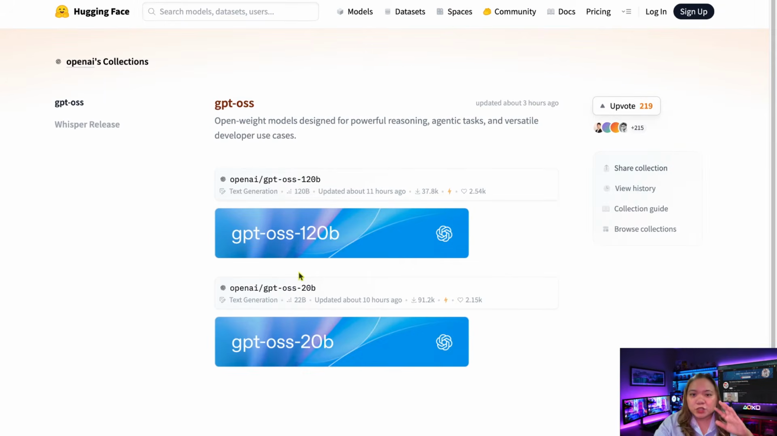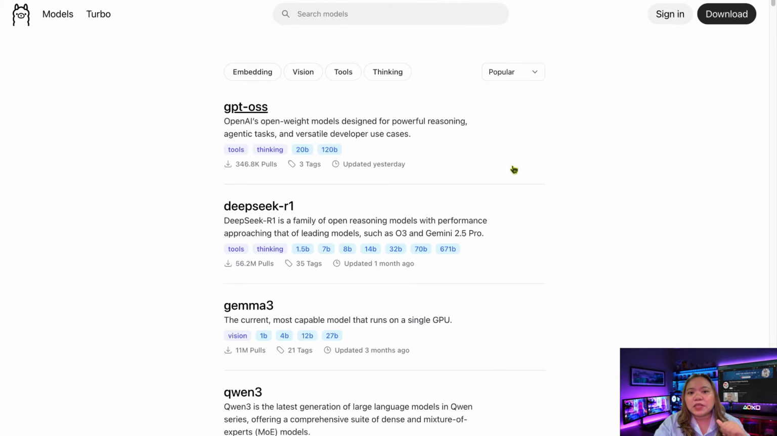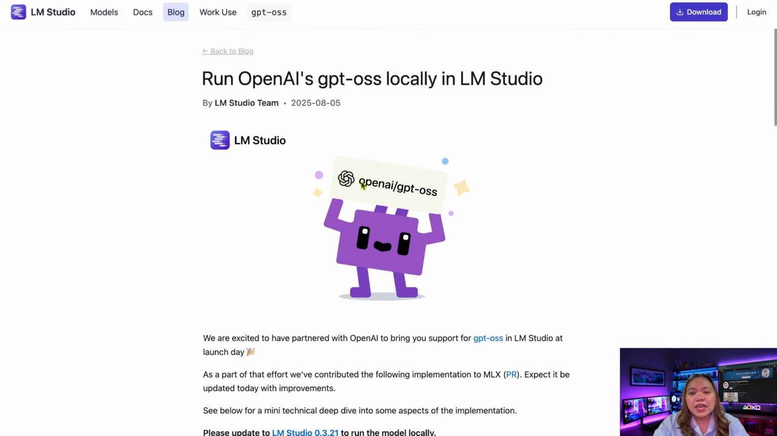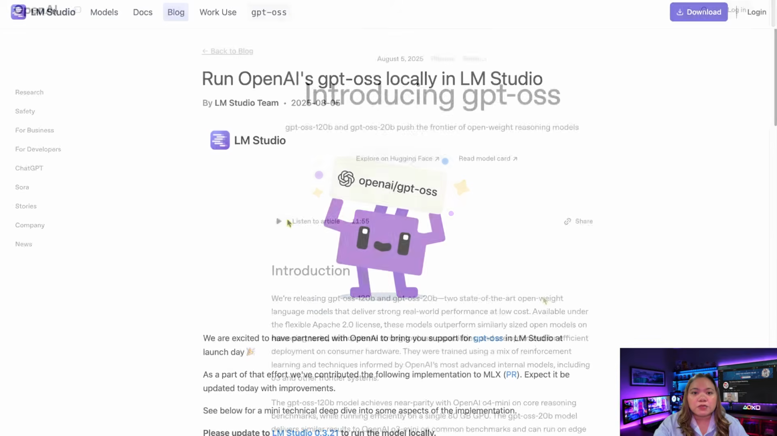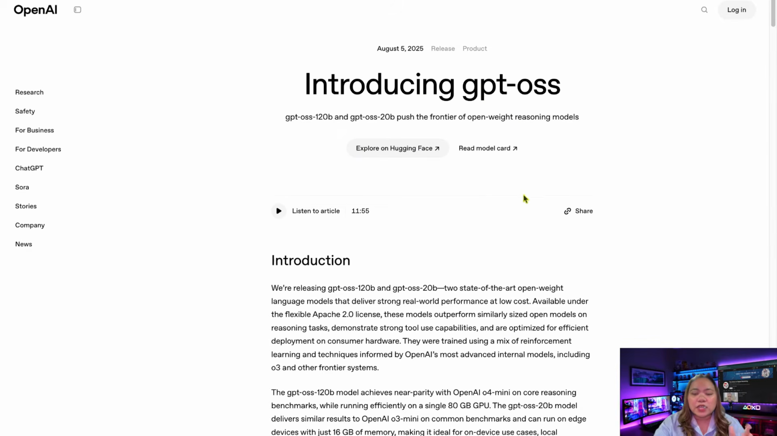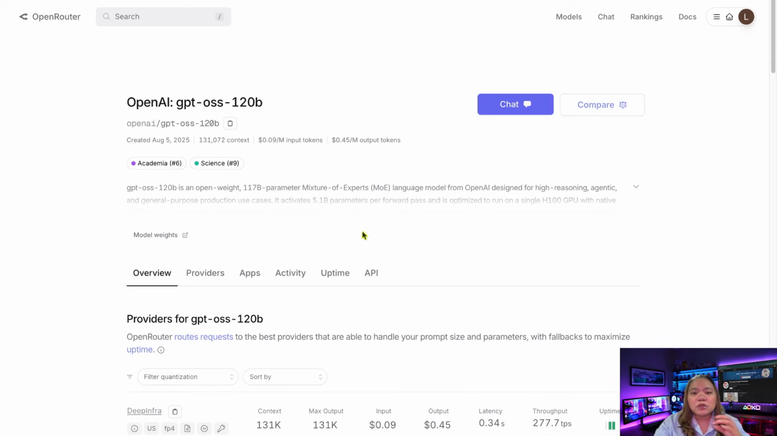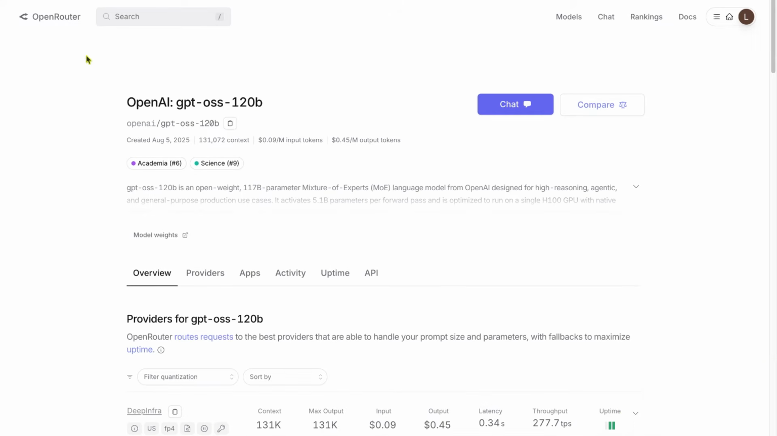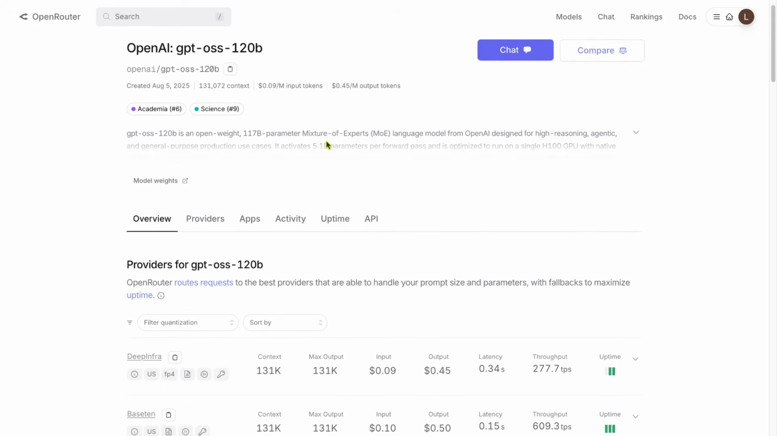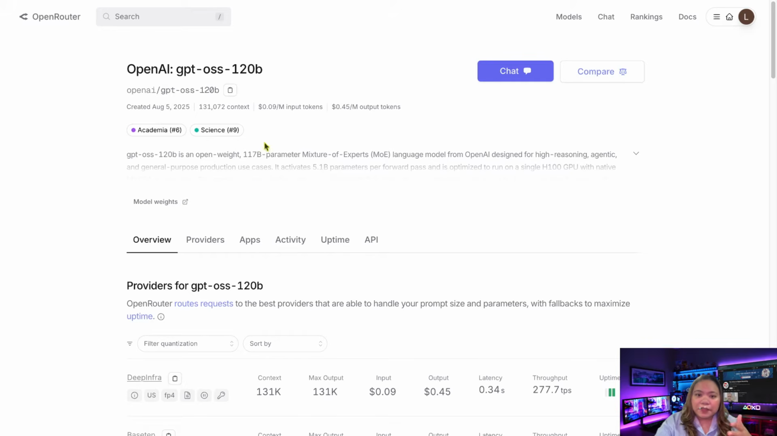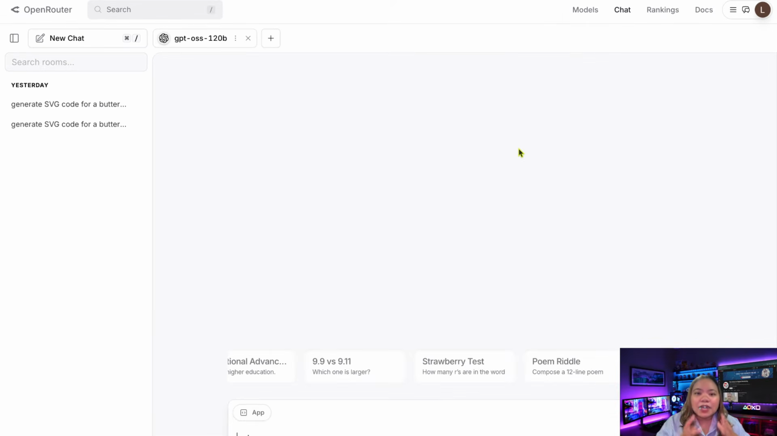Installation and access are straightforward and very easy. The OSS models are available with open weights and can be downloaded for local use via platforms such as Ollama or LM Studio. Additionally, the models are accessible through OpenAI's API for online integration. Another popular route is OpenRouter, where current pricing for the OSS 120B model stands at 9 cents per million input tokens and 45 cents per million output tokens. Following this overview, we proceed to performance testing across logic, coding, and mathematical reasoning.